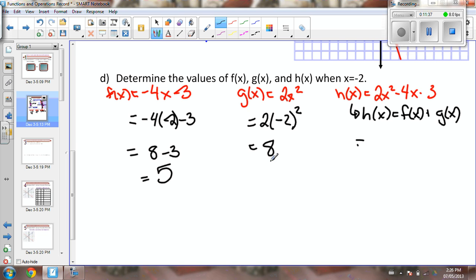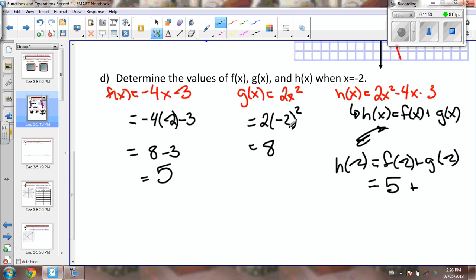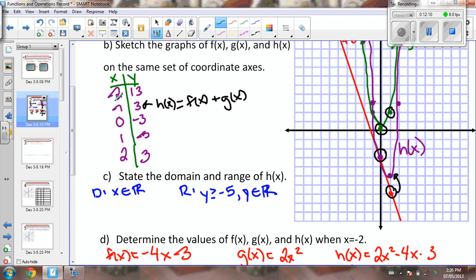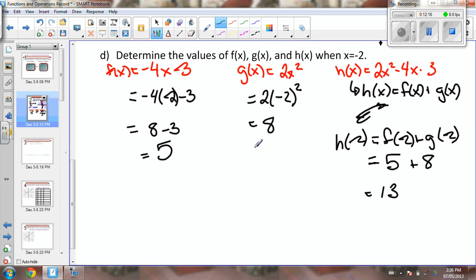So I could just take my 2 points and say, well, h of -2 is going to be my f of -2 plus my g of -2. Well, my f of -2 is 5. We already found that. Plus my g of -2 is 8. We also found that. So I could take 5 plus 8 and get 13. We also could see that on our graph, when x equals -2 on h of x, y equals 13, which is, again, what we predicted. I just screwed up my f of x graph somehow.